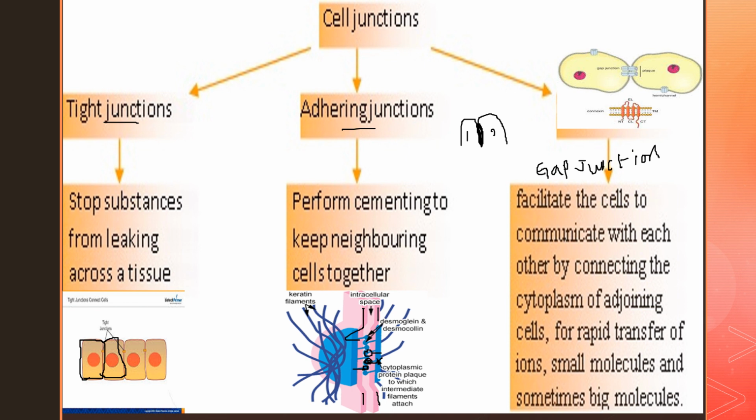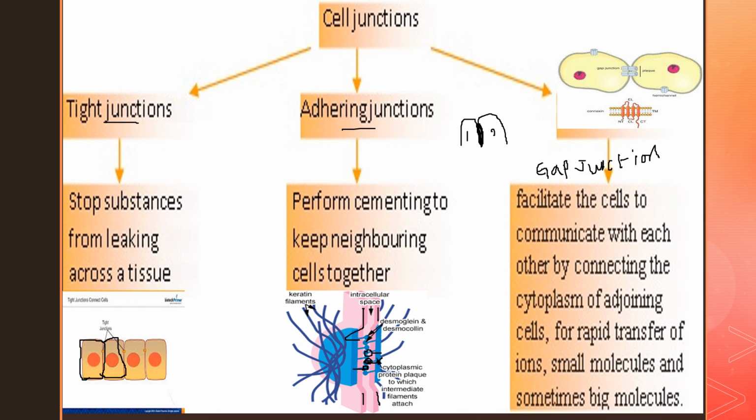The next type of cell junction is the gap junction, and this gap junction facilitates communication between the cells. These gap junctions are also present in plants for moving ions as well as amino acids from one cell to another cell, and these are the plasmodesmata.